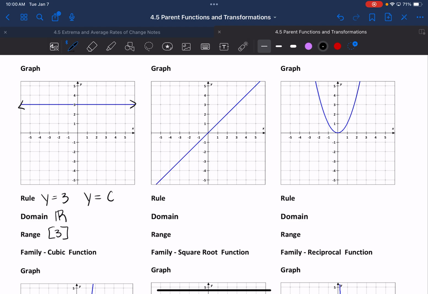But remember, we also talked a little bit about before the break how you can write it different ways. This could also be written as like y equals 3. If you do set notation, same idea, but with the fancy brackets, right? Okay.